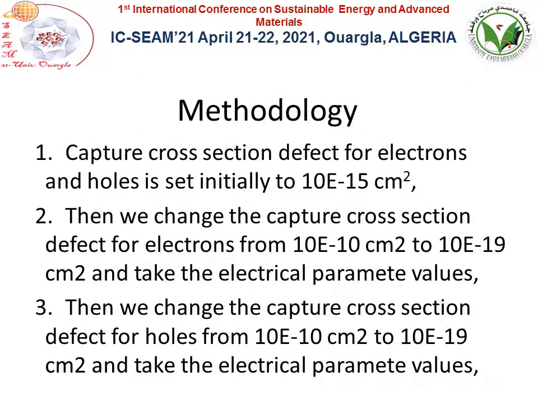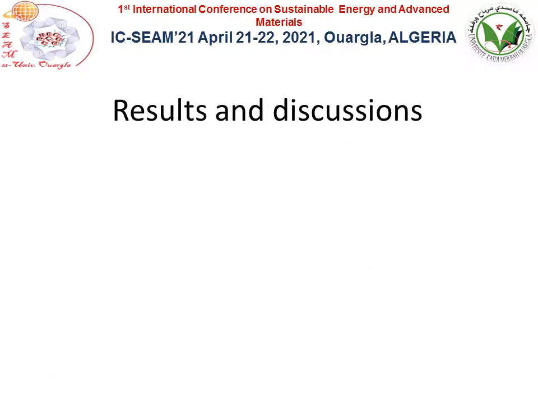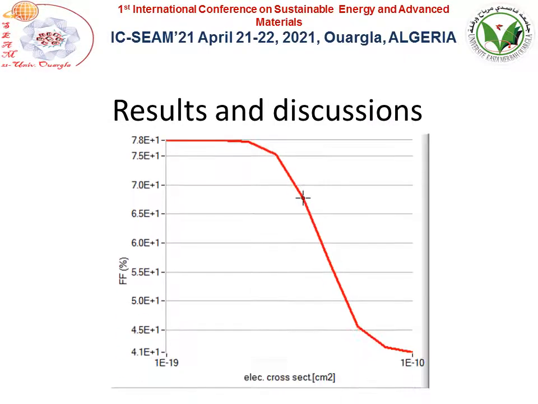Firstly, the capture cross-section defect for electrons and holes is set to 10E-50 cm². Then we change the capture cross-section defect for electrons from 10E-10 to 10E-19, and take the electrical parameter values. Then we change the capture cross-section defect for holes from 10E-10 to 10E-19, and then take the electrical parameter values. Found results are presented in the following figures.